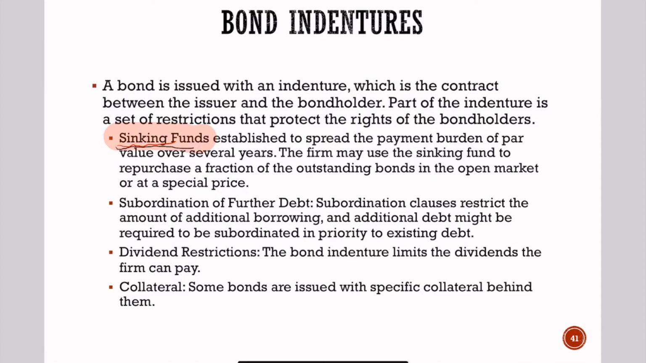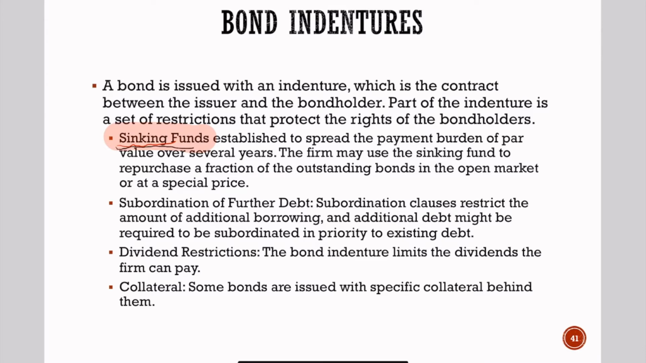The idea is basically like this. If a firm has debt, then the biggest risk is on the maturity date, because on this date the firm has to pay back the principal, and principal is much larger compared with coupon payments. Now, how could we reduce a risk like this? Well, we could use a sinking fund provision. It basically means that the firm will separate this payment burden of the par value over different years.